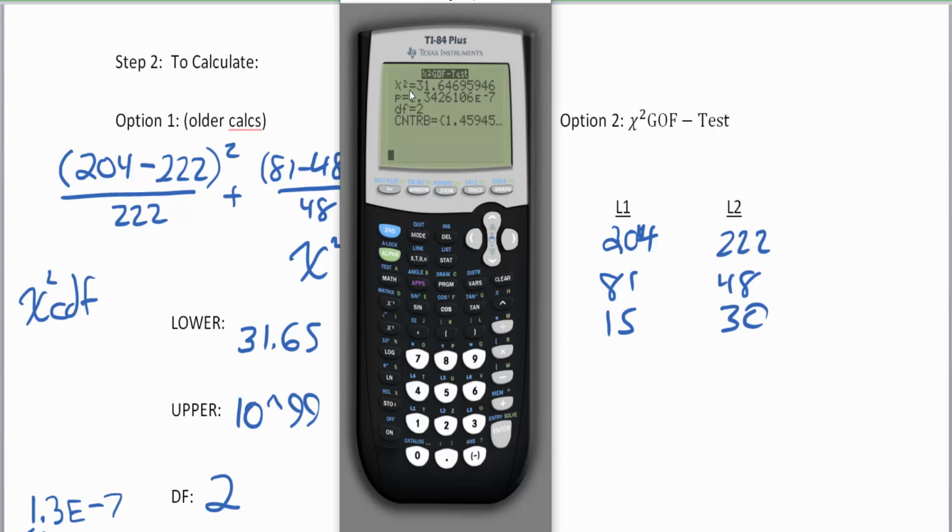and in doing so, you get my same 1.3 e negative 7, my chi-squared number, you see 31.65 right there, and also my degrees of freedom. So what's great about this is this checks my work right here.